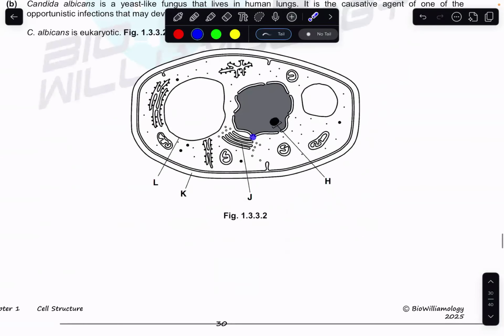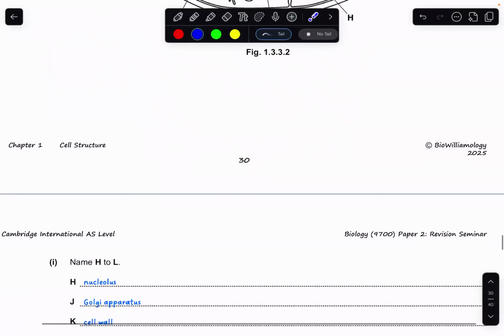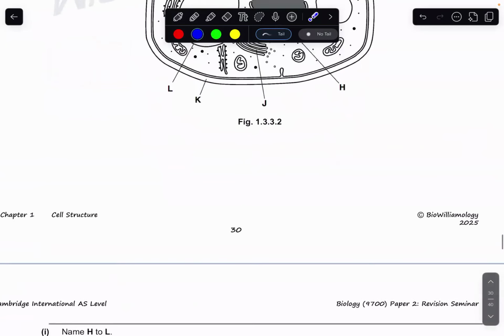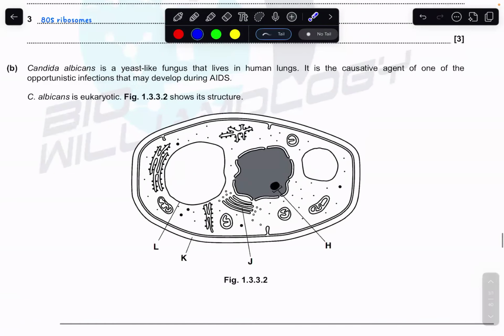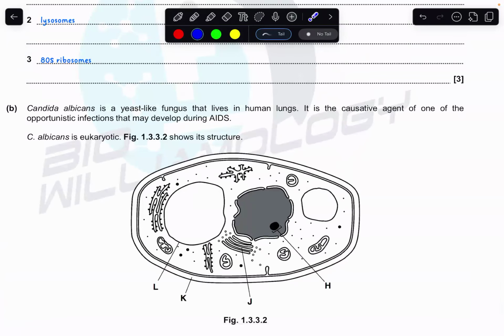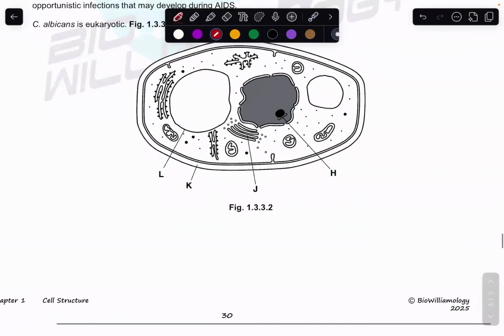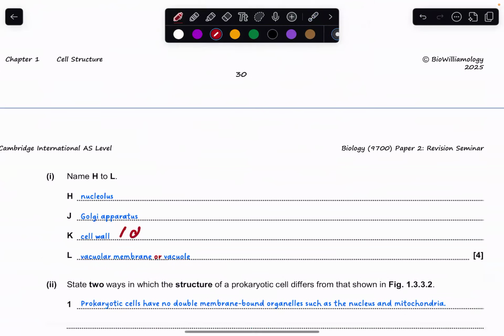J: you can see cisternae, but they are not interconnected. Therefore, J must be the Golgi apparatus. K: you can see a thick cell wall. Be careful, this is not a cellulose cell wall because it's a yeast-like fungus. When you use the words yeast-like fungus, the cell wall is actually a chitin cell wall, formed by chitin rather than cellulose. So in this case, either you say cell wall or chitin cell wall.